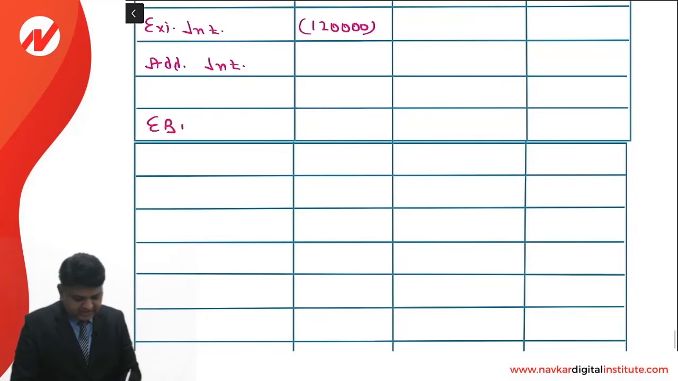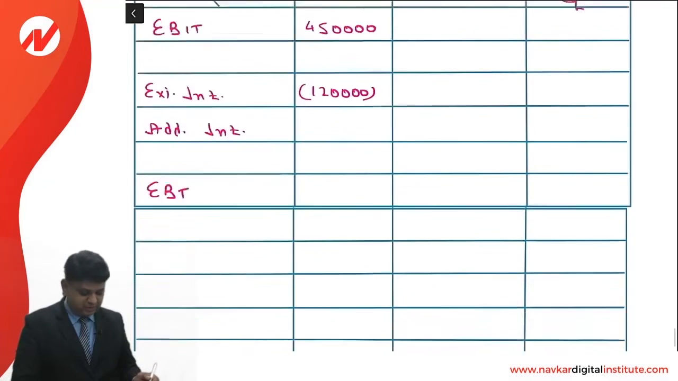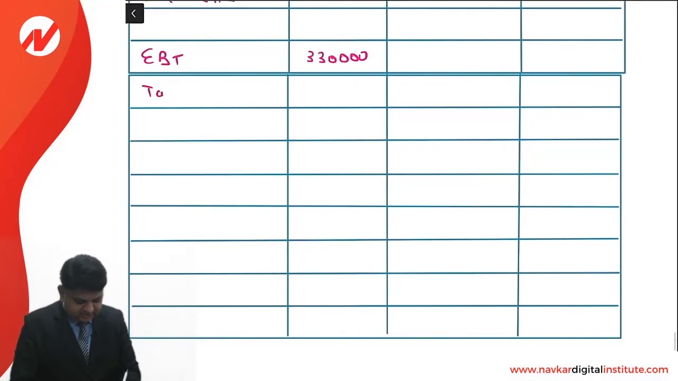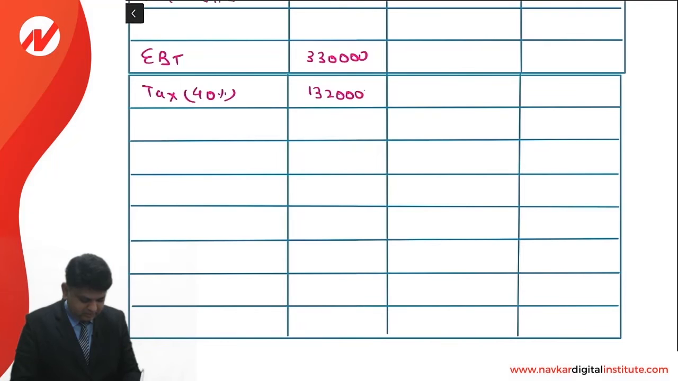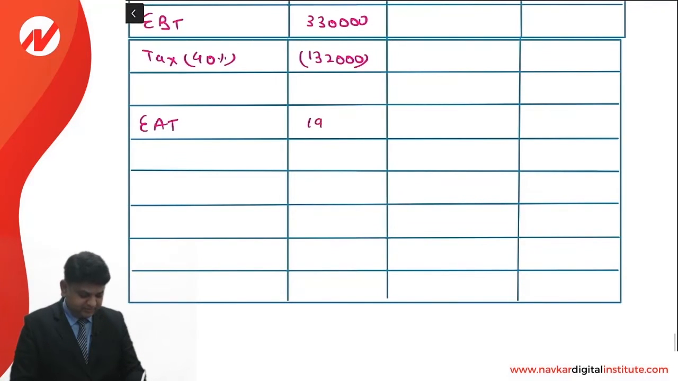So EBIT minus interest will give EBT. 450 minus 120, 3,30,000. Income tax rate is only 40%. So the tax amount is 40% of the earning, 1,32,000. Earning after taxes is 1,98,000.